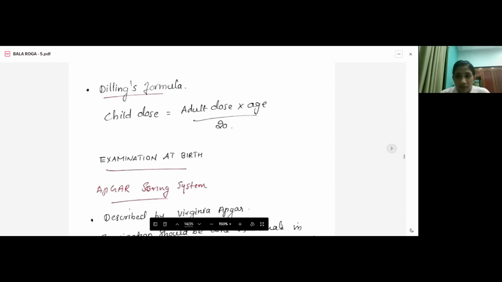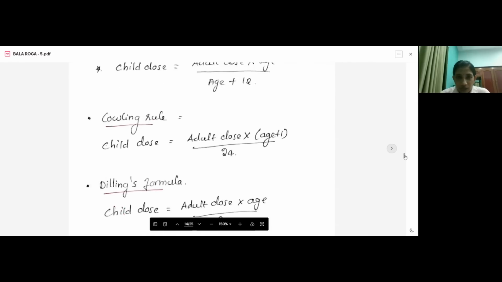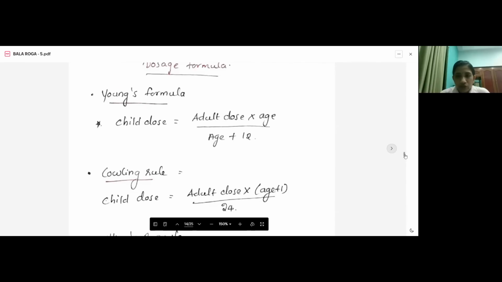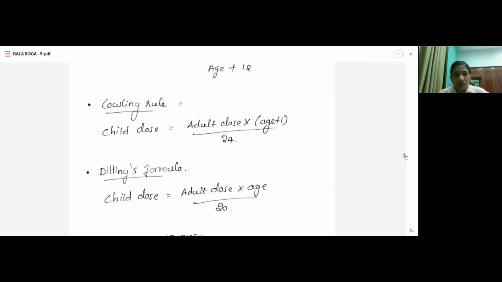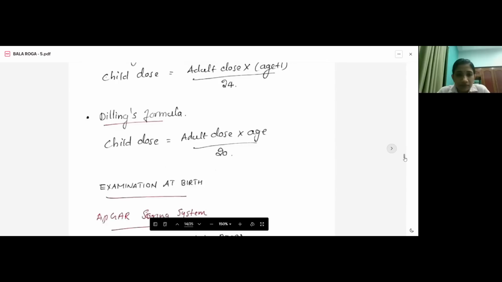This is an important formula for calculating, and there is also another formula, that is Freud's formula, and another one is also present, but these three are very important. Okay.